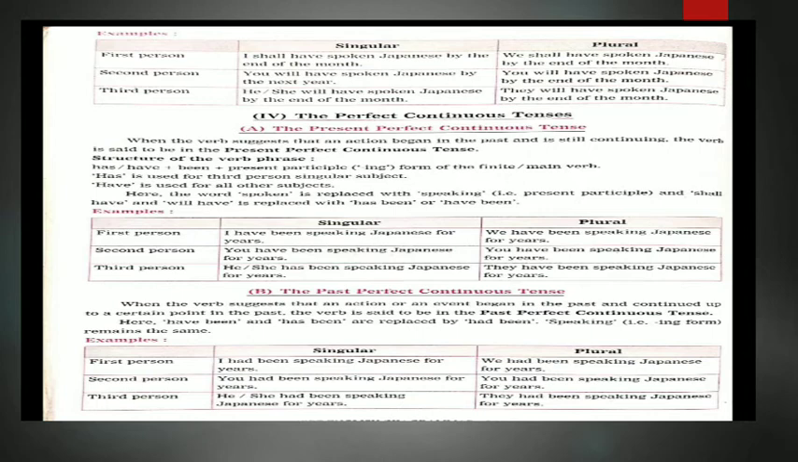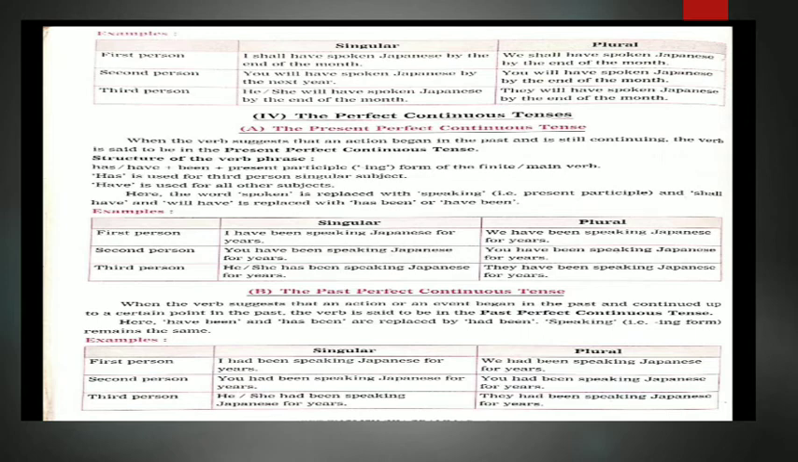Now the past perfect continuous tense: when the verb suggests that an action or an event began in the past and continued to a certain point of time in the past, the verb is said to be in the past perfect continuous tense. Here, have been and has been are replaced by had been. So, had followed by the ing form of the verb.